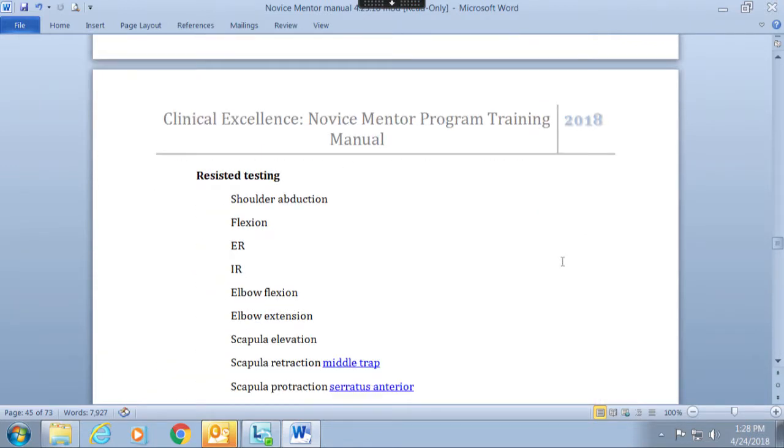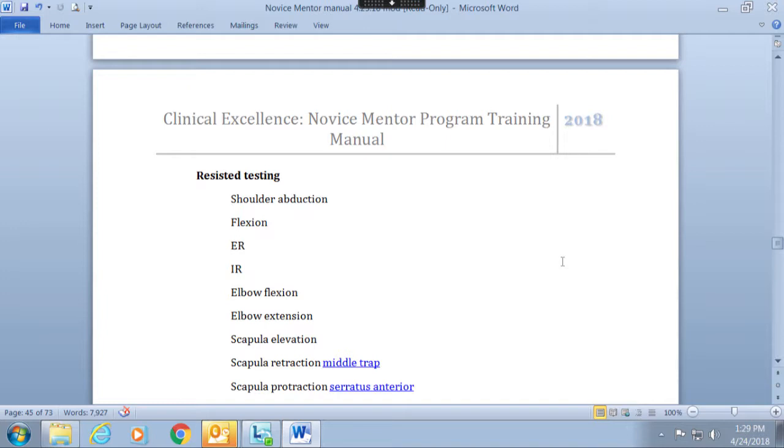The exam continues. We're going to do resisted testing. We could do typical shoulder abduction, flexion. External rotation, we could teach them to do in two positions. We could do it for infra versus teres. Infraspinatus is going to be external rotation at 90 degrees. Teres is external rotation around 45 degrees, in that range.